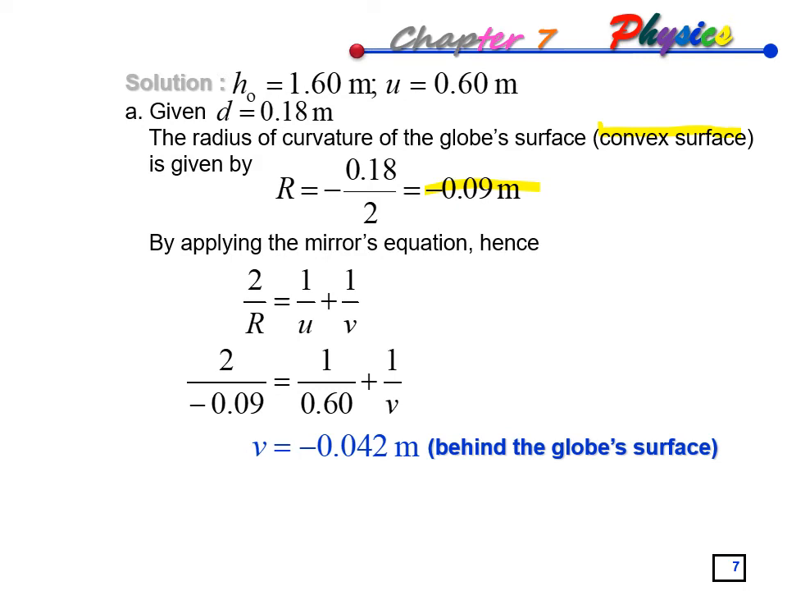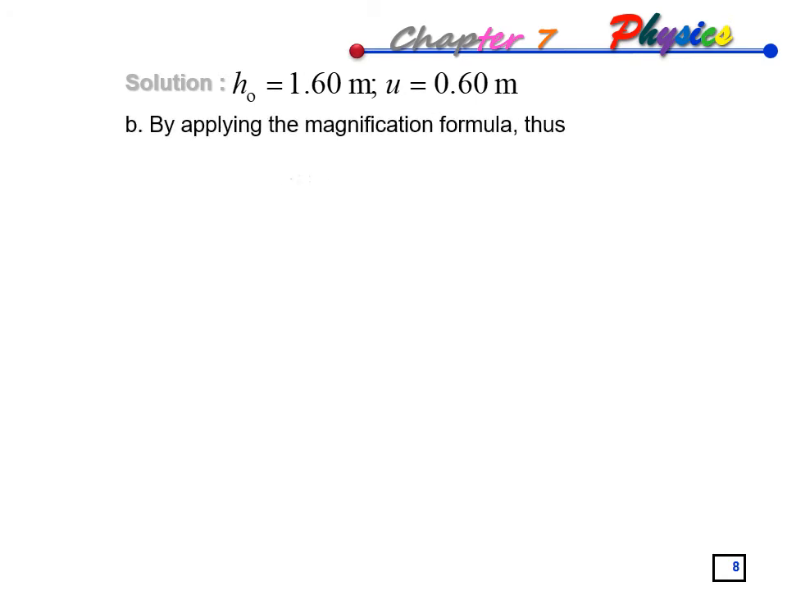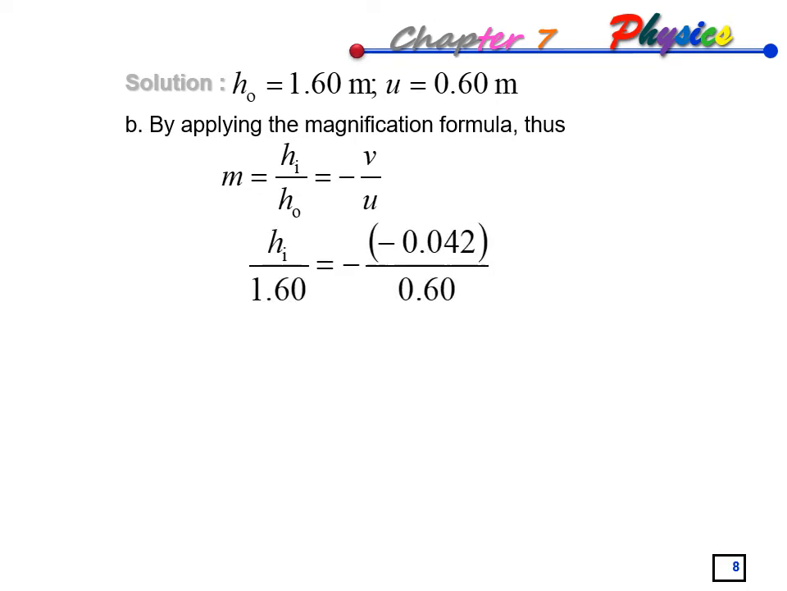Okay, and then for the image height, we can use the magnification formula, the ratio of V over U. The height of the object is already given as 1.6. This is the image distance over the object distance. So determine the height of the image, which will end up with 0.112, or 11.2 centimeter.